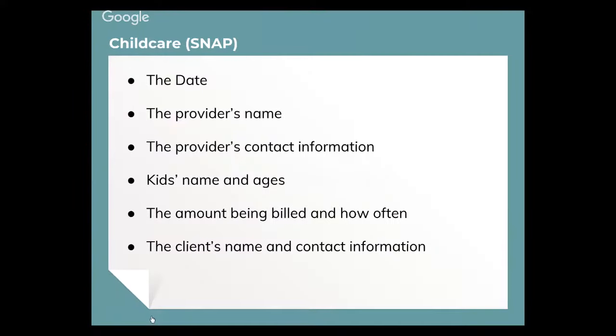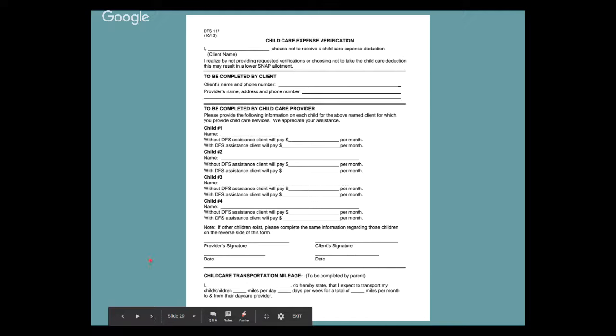Expenses. How do we verify expenses? For childcare, and this is an expense that we can use for the SNAP program, we want to make sure that our verification has the date, the provider's name, the provider's contact information, the kids' names and ages, the amount that is being billed and how often it's being billed, the client's name and contact information. We can do that with the DFS 117 child care expense verification form, which is really handy. It'll have all of that information that we need.